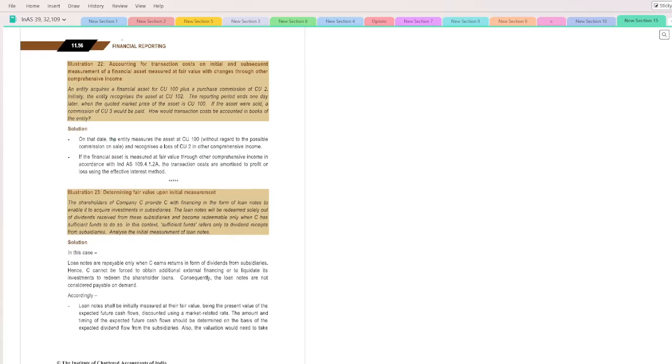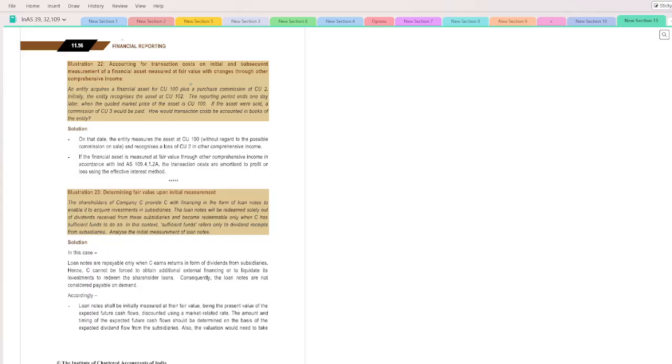Now coming to the question here. Accounting for the transaction cost on the initial and the subsequent recognition of a financial asset measured at fair value with the changes to the OCI, fair value through the OCI. So this is talking about the FVOCI.